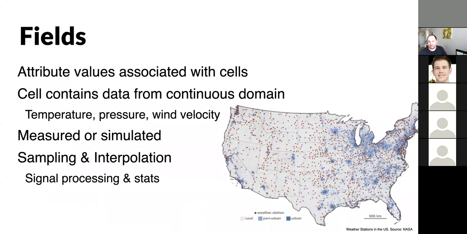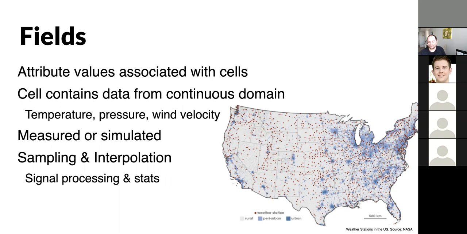Fields are about attributes, values that are associated with certain cells. The cells contain data from the continuous domain. Think of temperature or pressure or wind velocity. The typical example is spatial, for example on a map, where we have different weather stations that measure temperature, pressure, wind, and velocity. Of course, things like temperature are continuous. There's a temperature everywhere in the world, but we measure it only in discrete points.